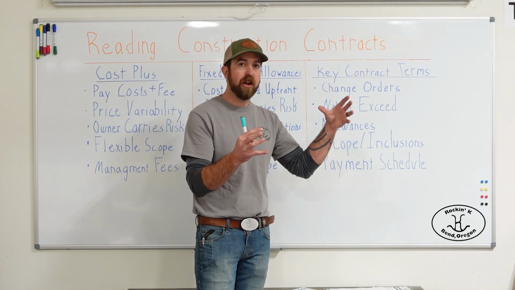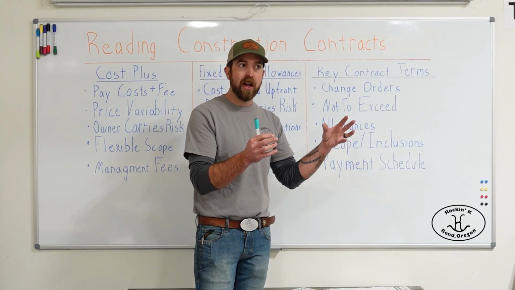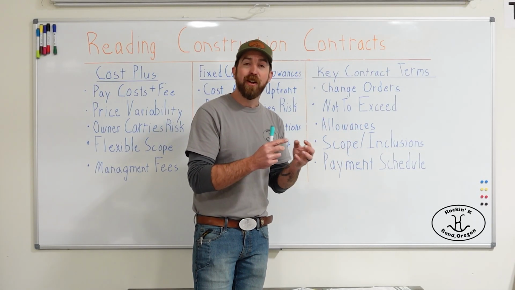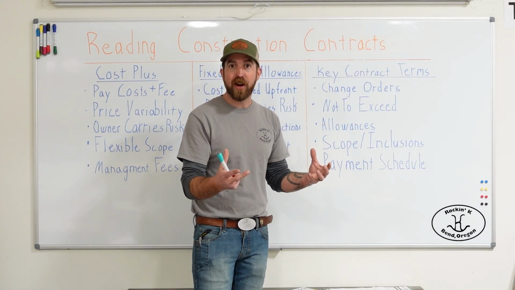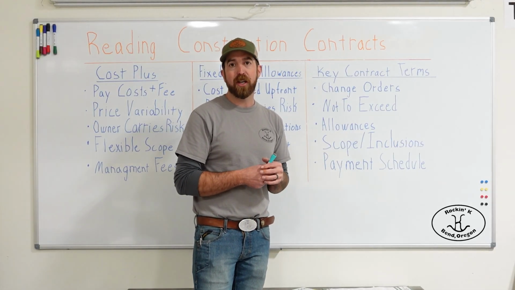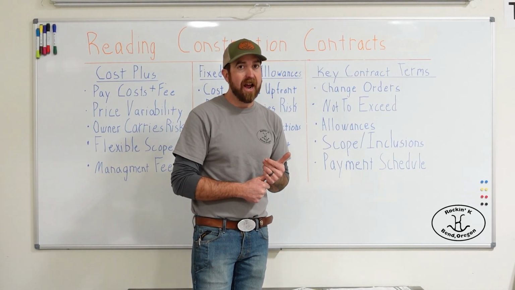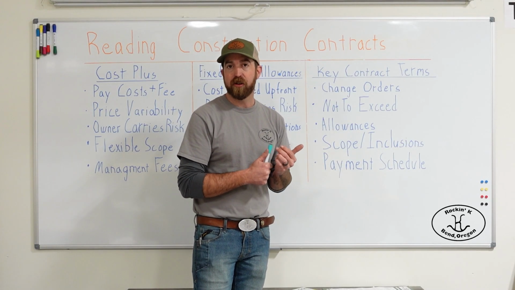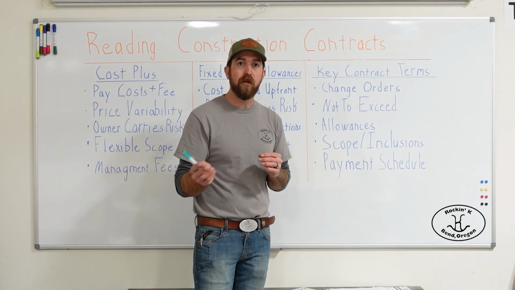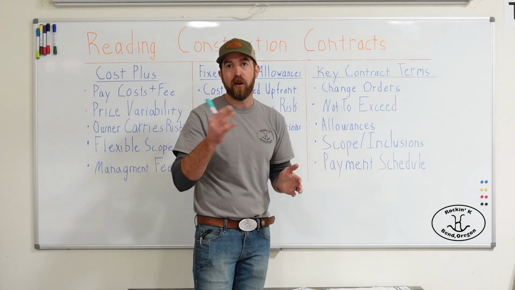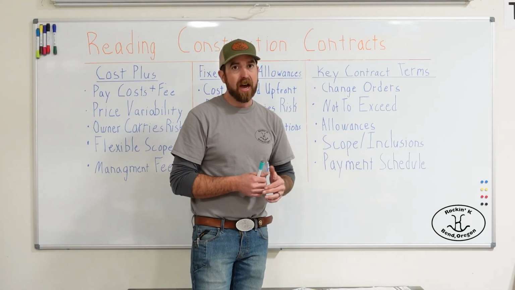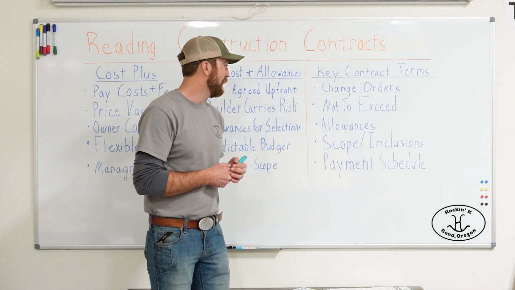If you're building an addition and they say paint the outside, are they painting the outside of the addition or the outside of the entire home? So those things really got to be pinned down up front, because otherwise there'll be arguments later if the builder had one idea and the homeowner had another. So you've got to have that clear scope and inclusions.